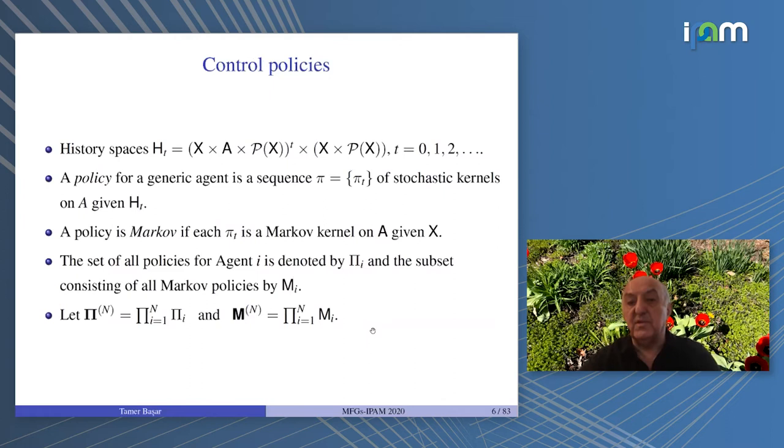The control policies are that at time t, the entire history, meaning the individual state of that particular player, the action of that particular player, and the empirical distribution up to time t. This is from zero to t minus one, actually, but it says t because we start at zero, and then also the current state of that player and p of x.